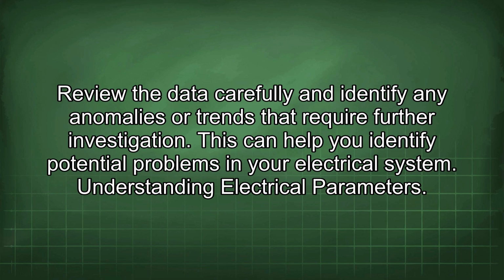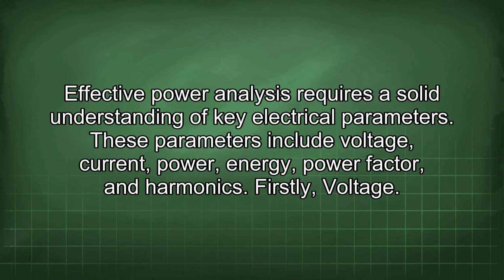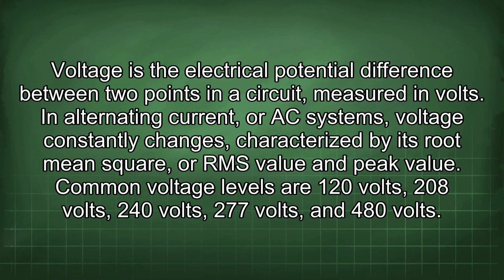Understanding electrical parameters. Effective power analysis requires a solid understanding of key electrical parameters. These parameters include voltage, current, power, energy, power factor, and harmonics. Firstly, voltage. Voltage is the electrical potential difference between 2 points in a circuit measured in volts. In alternating current or AC systems, voltage constantly changes, characterized by its root mean square or RMS value and peak value. Common voltage levels are 120 volts, 208 volts, 240 volts, 277 volts, and 480 volts.